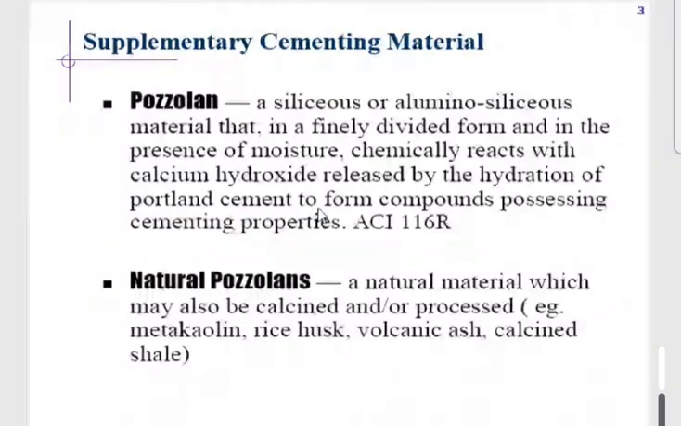So we just discussed that calcium silicate hydrate is a stable compound. However, calcium hydroxide is an unstable compound. Isn't it? This is what we discussed a while ago.